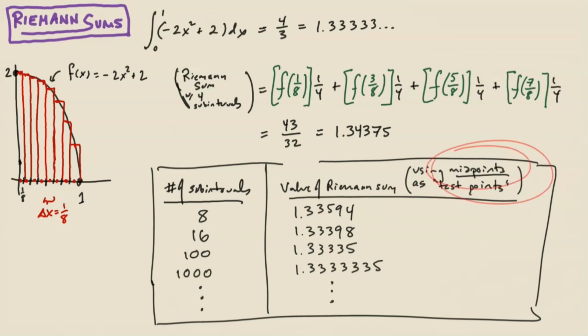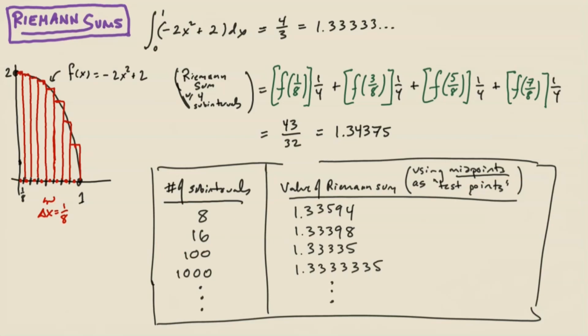I used the midpoints because those tend to give you better approximations with smaller numbers of subintervals. But we could have used, say, the left endpoint of each subinterval as our test point, or we could have used the right endpoint of each subinterval, or we could have taken the point 2/3 of the way along as our test point. That's entirely up to you, but midpoints work best, at least when we have relatively small numbers of subintervals.